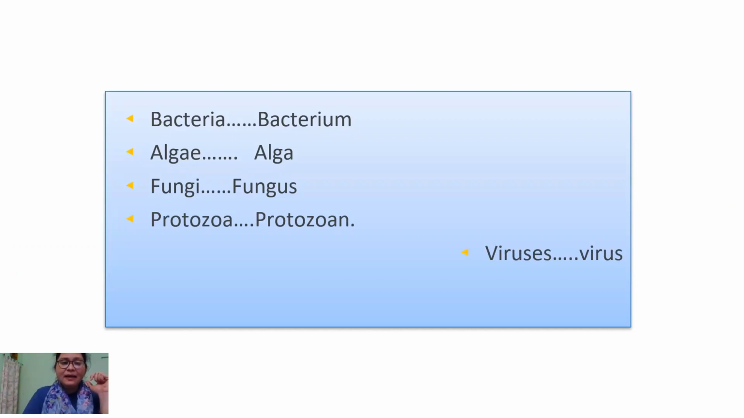It is nothing but only the difference of singular and plural. For example, bacteria is plural, bacterium is singular. Algae is plural, alga is singular. Fungi is plural, fungus is singular. Protozoa is plural and protozoan is singular. And viruses is plural, virus is singular. So it is merely the difference of singular and plural, nothing else. So don't get confused when you're reading the terms bacterium, alga, fungus in the book, and when you're reading the terms bacteria, algae, fungi.